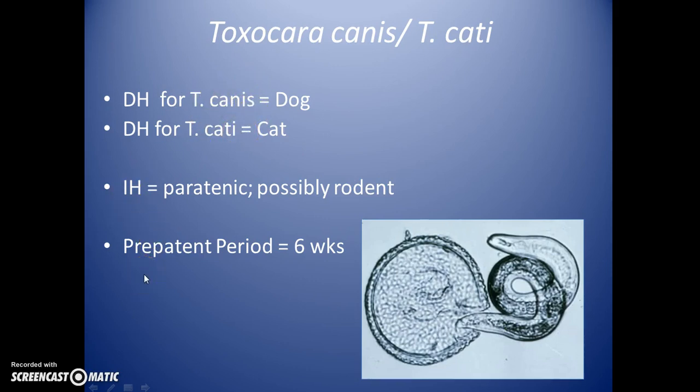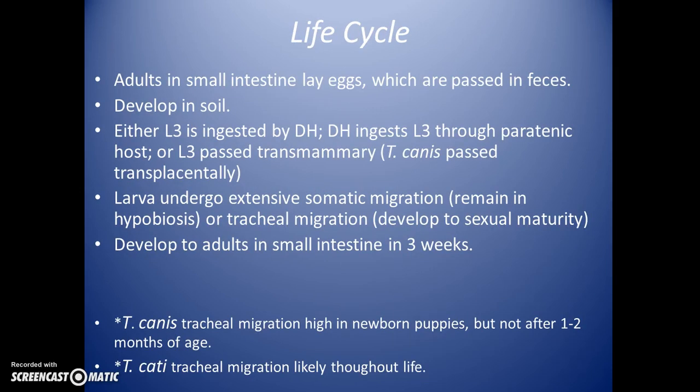Now the pre-patent period refers to the time when the infective stage of the parasite is ingested to the point where that egg or larva that had been ingested is starting to lay its own eggs. So the pre-patent time refers to the time when the infective stage is ingested by the definitive host to the point where it's actually starting to lay its own eggs or have its own babies, reproduce. That period is about 6 weeks. So you can see why this parasite is a major problem in puppies and kittens especially, because this parasite can reproduce rapidly.